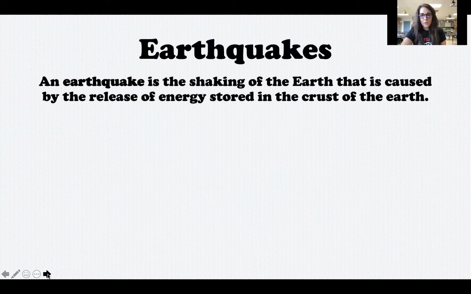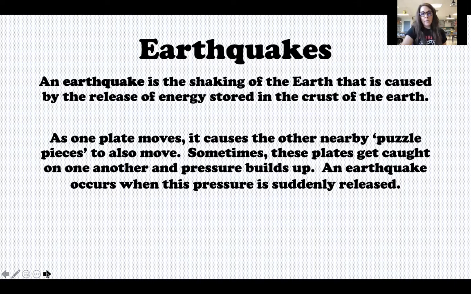So hopefully you remember from last week, an earthquake is the shaking of the earth that is caused by the release of energy stored in the crust of the earth. So remember that the earth is divided up into different layers, and the outside layer where we live is called the crust. And then remember that the crust is divided up into sections called plates. And as one plate moves, it causes the other nearby puzzle pieces to also move. Sometimes these plates get caught on one another and pressure builds up. An earthquake occurs when this pressure is suddenly released.